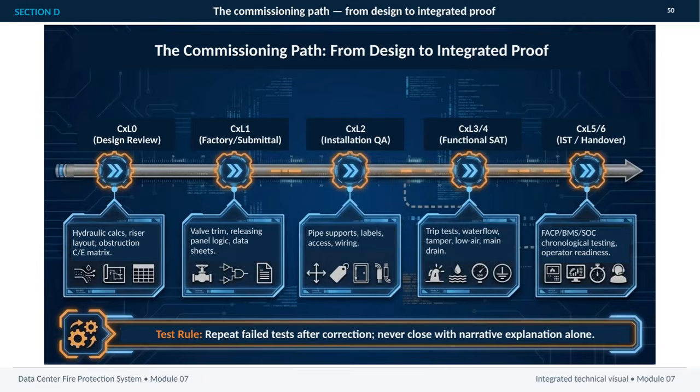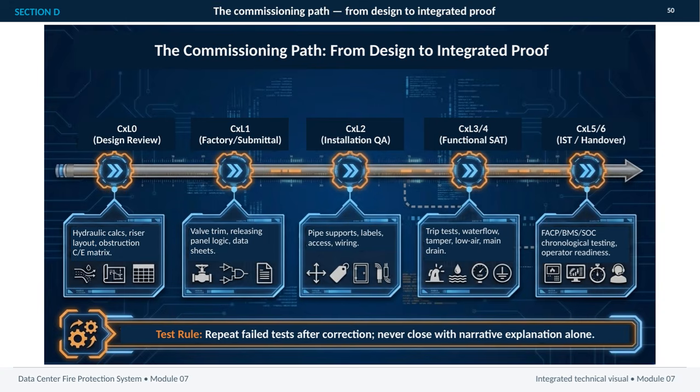This slide maps the commissioning path from the earliest design review through integrated proof and handover. At CXL0, the focus is on hydraulic calculations, riser layout, and the obstruction, coverage, and equipment matrix. That is where design assumptions are challenged before they become installation problems. CXL1 moves to factory and submittal review, verifying valve trim, releasing panel logic, and the supporting data sheets.